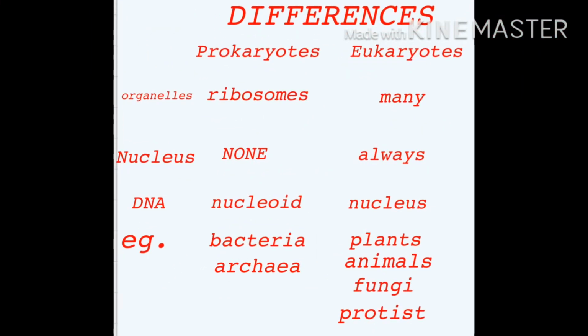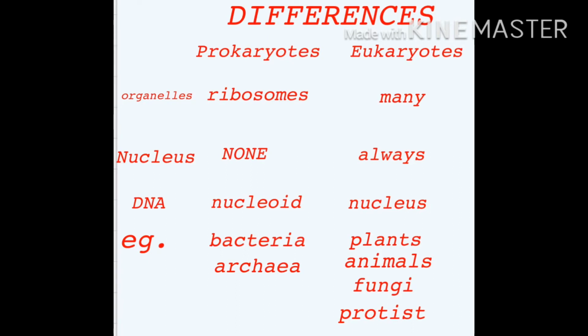Another difference between the two is the presence of organelles. For the prokaryotes, there's only one organelle that can be found floating in the cytoplasm, which is the ribosomes. While sa eukaryotes, you can find all the organelles that are present in a typical cell like mitochondria, lysosomes, endoplasmic reticulum, at marami pang iba. And for the nucleus, kaya nga ito yung main difference nila. Prokaryotes has no nucleus, while the eukaryotes, ito yung pinaka main asset niya, kaya natatawag siyang eukaryotes.